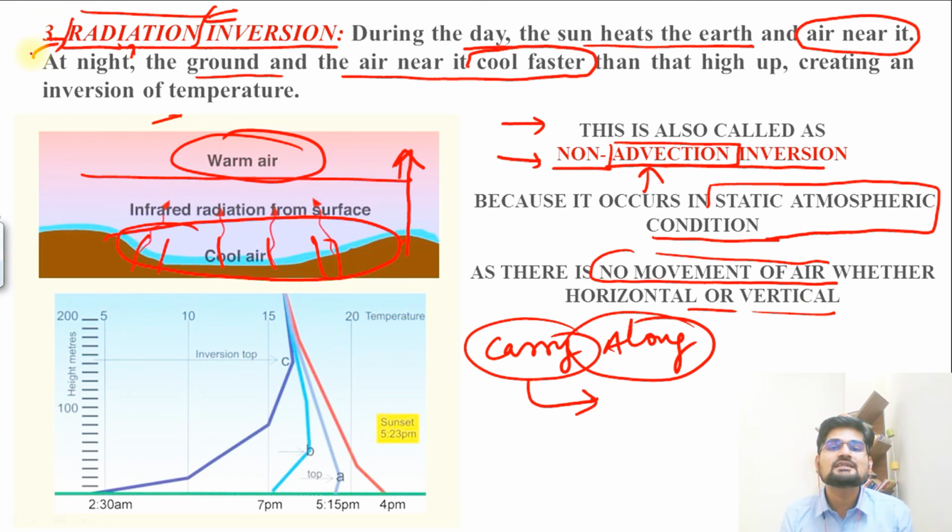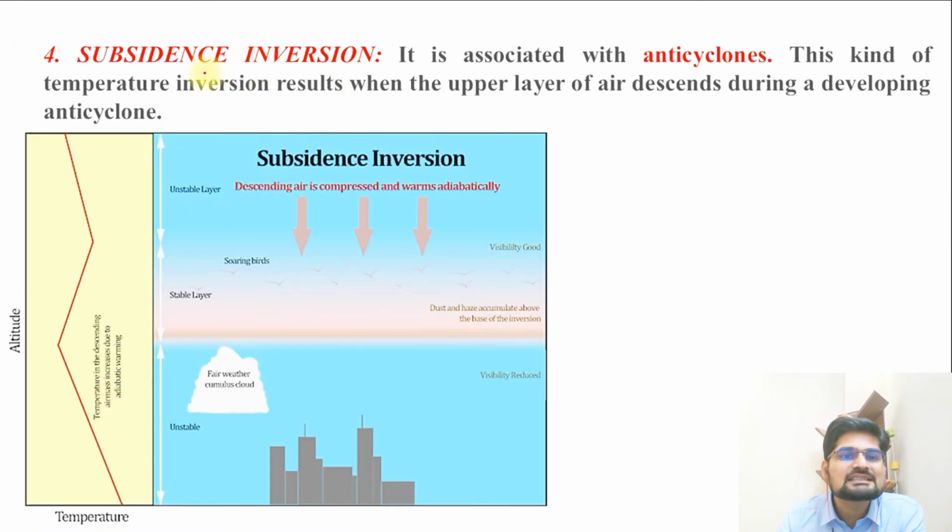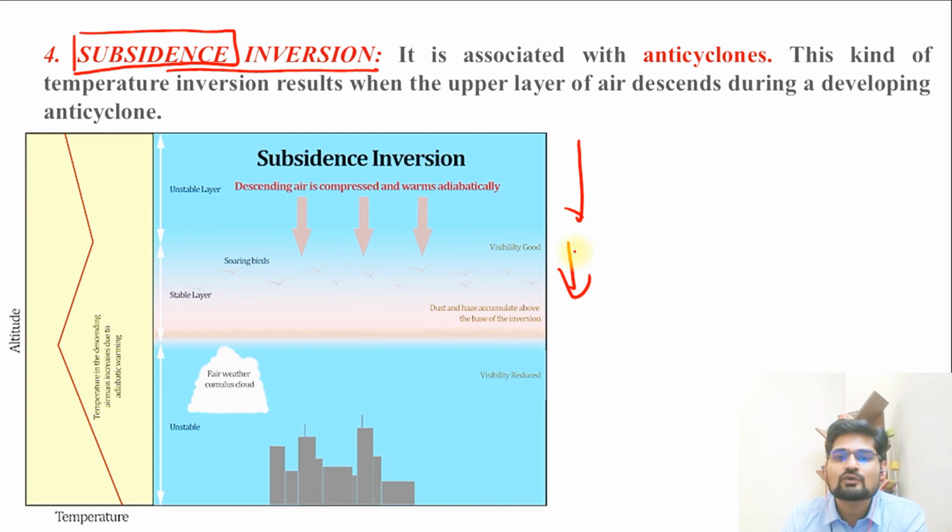So remember, wherever this word advection comes, just remember it's like carrying your bag on your back and you're walking. So you are carrying something. So where wind, where air, remember it carries heat. That is what is advection. And the fourth type is called subsidence inversion. Now the word itself is subsidence. Something is actually sitting down, subsiding down, falling down, right? So that is important. And it is associated with the anticyclones. Now in details, when we study anticyclones, you'll understand how this process operates.